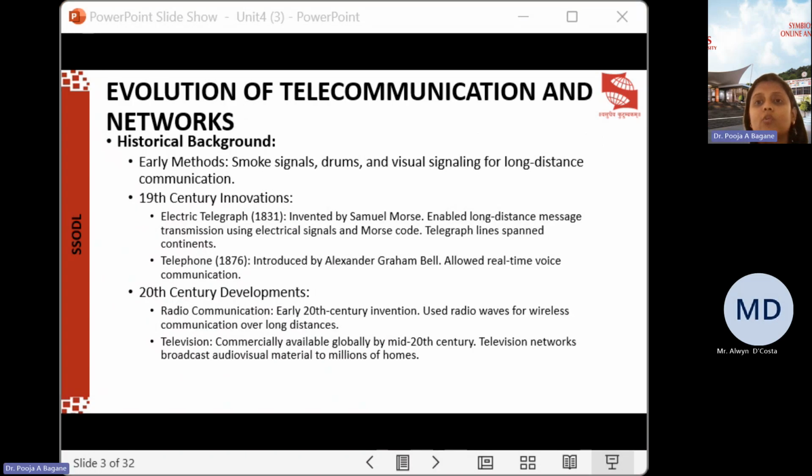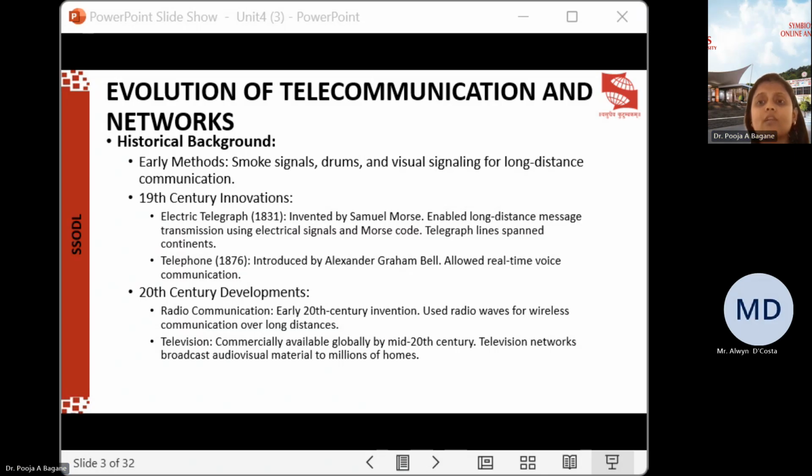So now we are going to discuss the evolution of the telecommunication network. Telecommunication has actually a long history, and people have communicated over longer distances. First, it was done with the help of smoke signals, drums, and visual signaling. However, the first major alteration to the methods of telecommunication began in the 19th century with the electric telegraph. The telegraph was invented in 1831, and later the phone was introduced by Alexander Graham Bell in 1876.